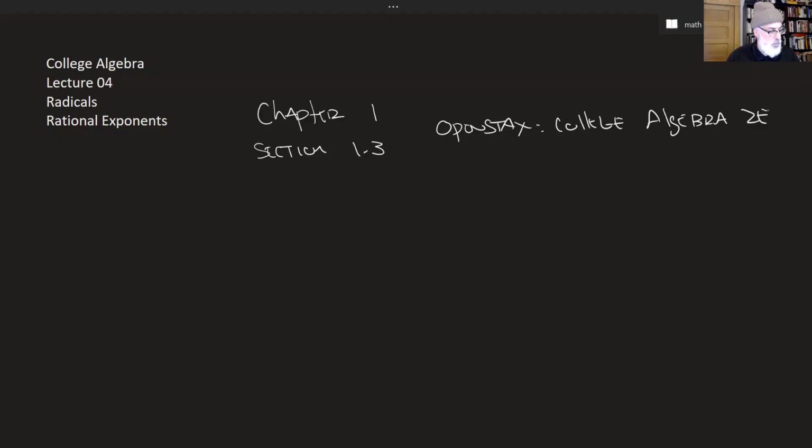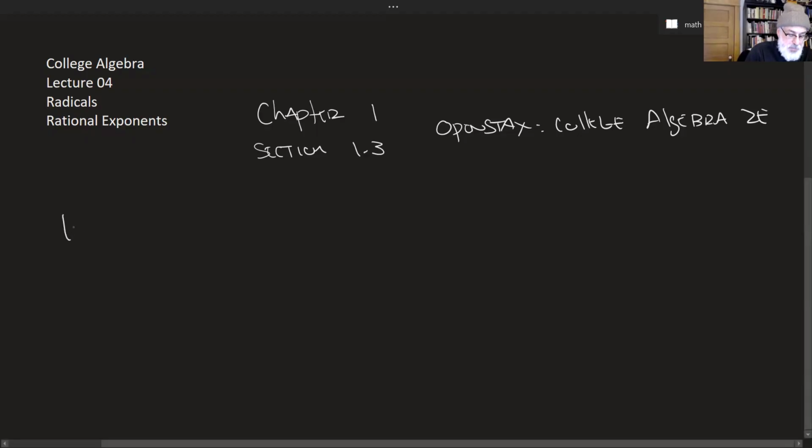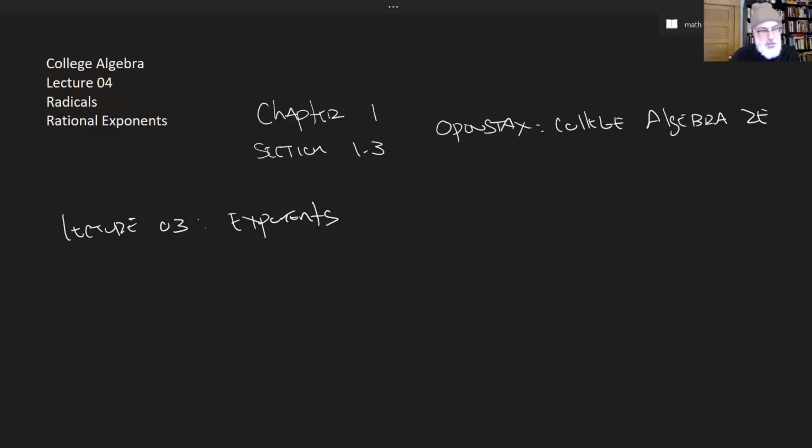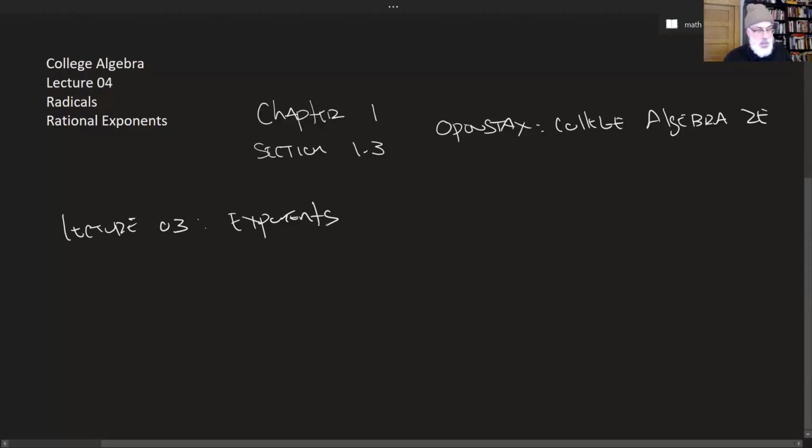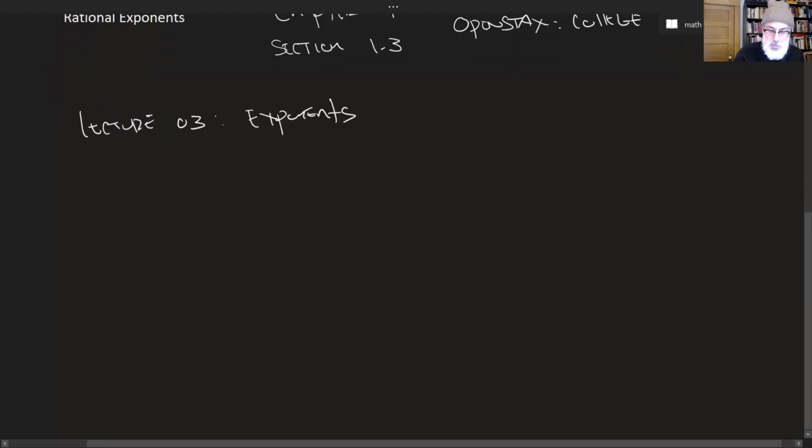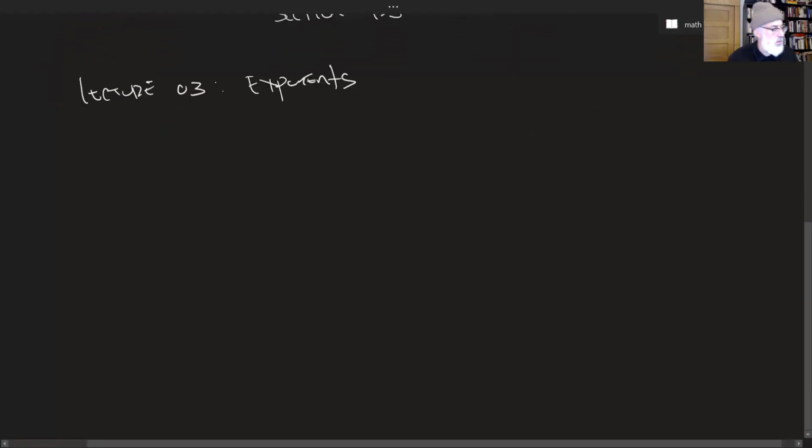Lecture 3, we did all of the laws of exponents. So if you don't feel comfortable when we talk about rational exponents because you don't remember some of the rules, check out lecture 3, which is just about exponents. That will be helpful for you to go back. I'm going to assume that you know the basic laws of exponents, and I won't go over that ground too much again.